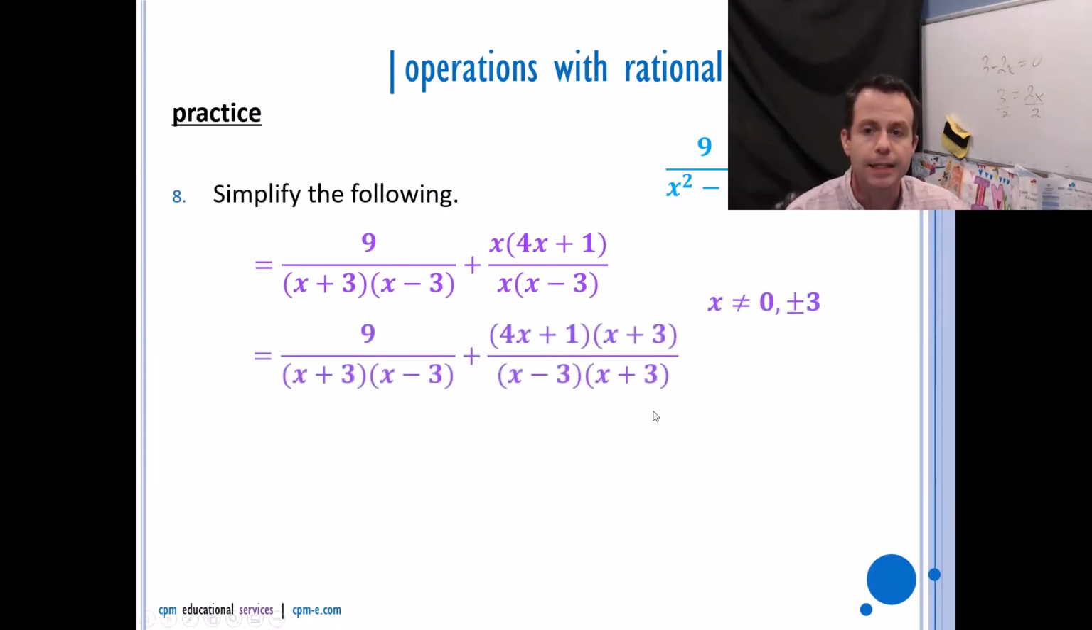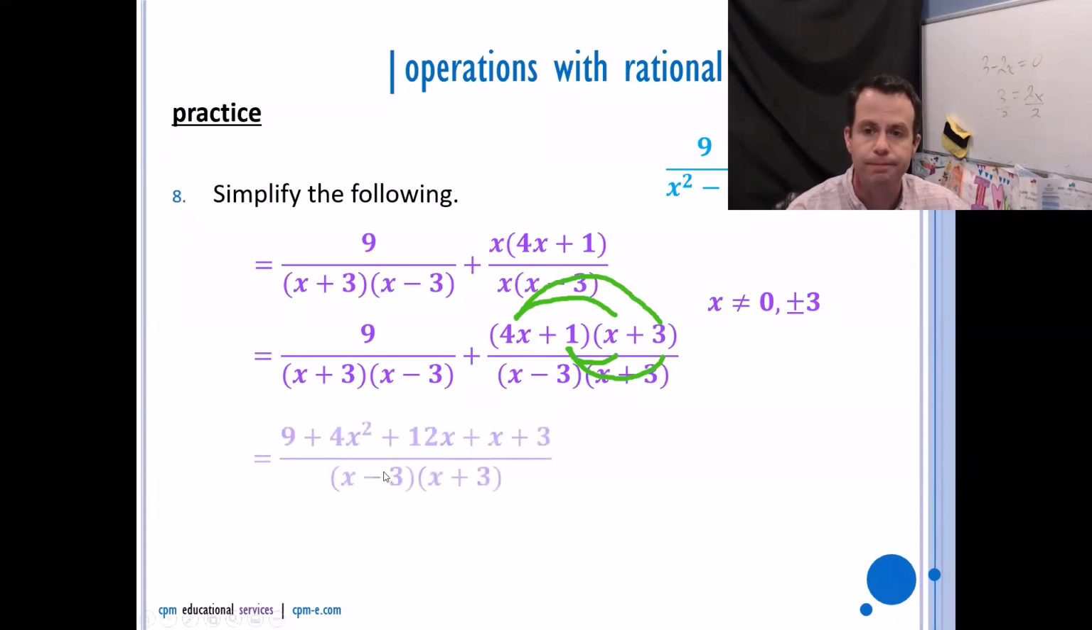So I'm going to add in an x plus 3 to the bottom and to the top of the right side. Now I have a common denominator, but I have to clean up the numerator. So this is going to get FOILed, right? 4x times x, 4x times 3, 1 times x, 1 times 3. Clean all that up, and then I have everything on one numerator. So I've got the 9 plus 4x squared plus 12x plus x plus 3. That was just me FOILing.